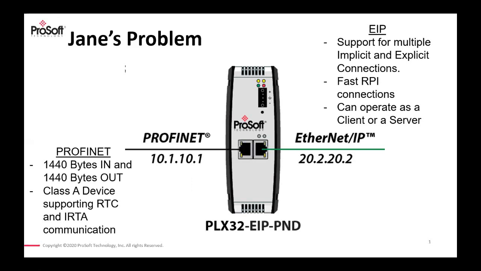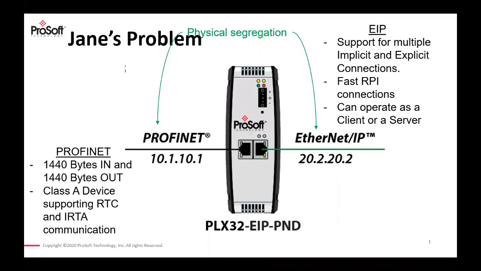It also has to be able to support class A on RTC and IRTC communication. Why? Because that is the class of your controllers. As an added advantage, you get that physical segregation between your PROFINET side and your Ethernet IP side.